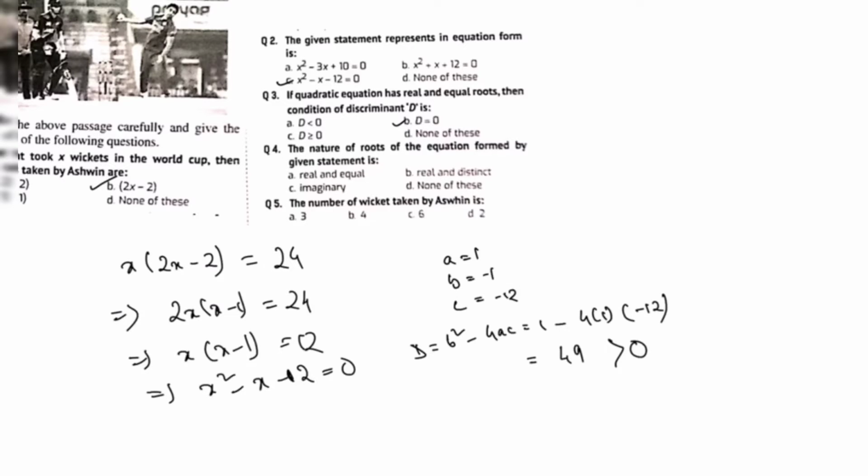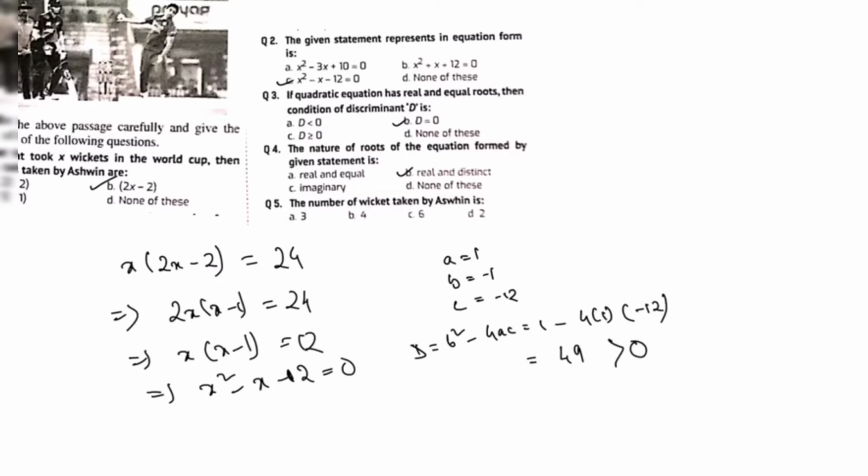If it has real and equal roots, then discriminant has to be 0. So here is the thing. So what is the nature of the roots in our equation? So here you can see that a is 1, b is minus 1, c is minus 12. So b square minus 4ac is going to be 1 minus 4 times 1 times minus 12. That is 49, which is greater than 0, so real and distinct.